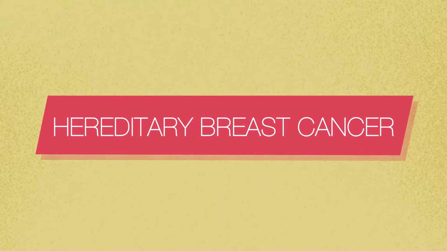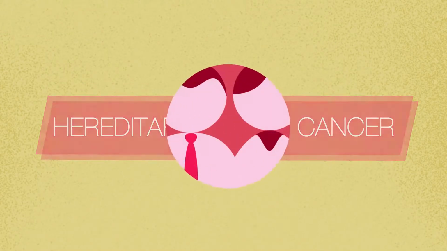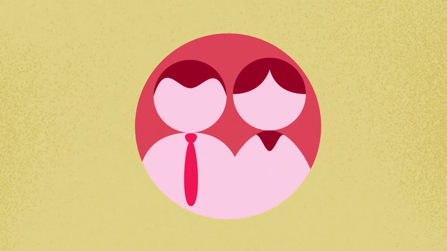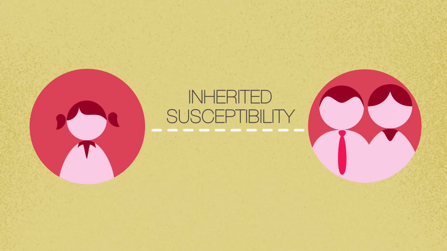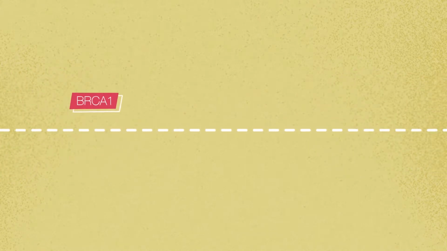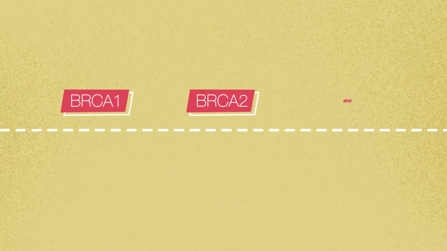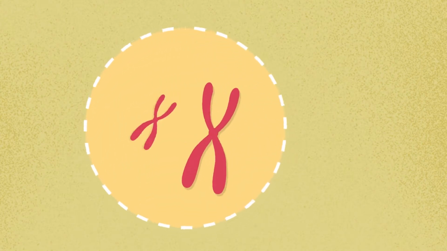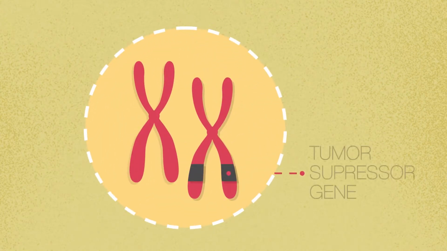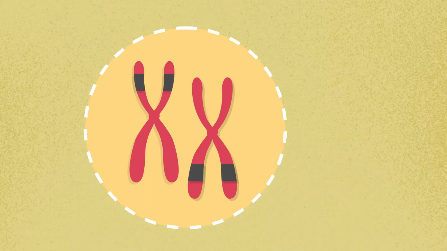And hereditary breast cancer. Hereditary breast cancer is characterized by an inherited susceptibility from parents to breast cancer on the basis of germline mutations in one or more genes, such as BRCA1, BRCA2, CHEK2, TP53, or PTEN. Inactivation of the second allele of these tumor suppressive genes would be an early event in this oncogenic pathway.